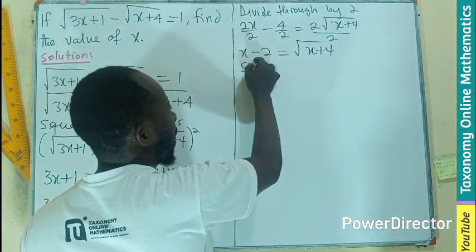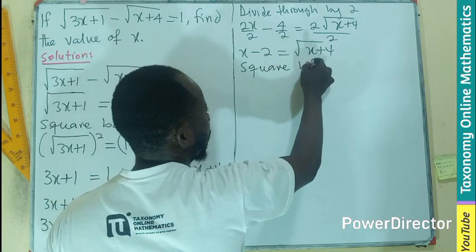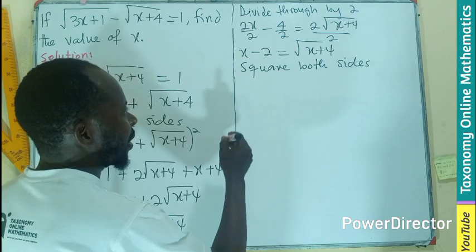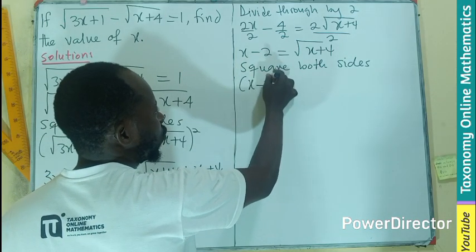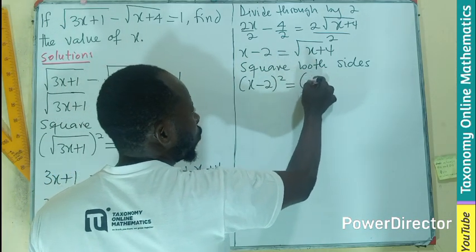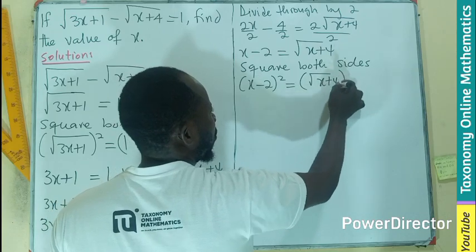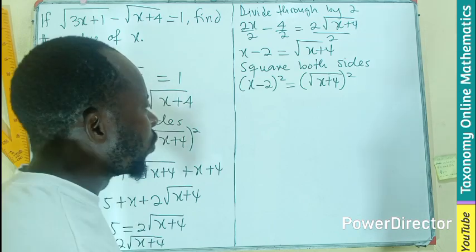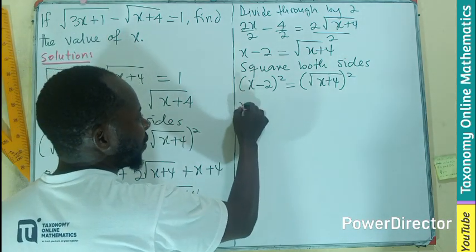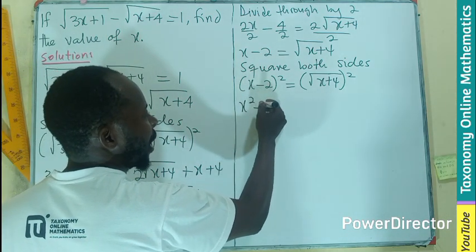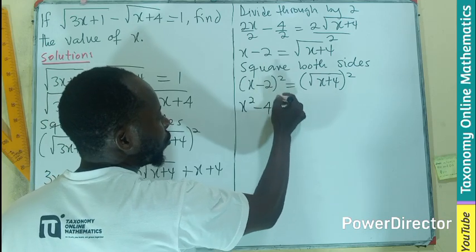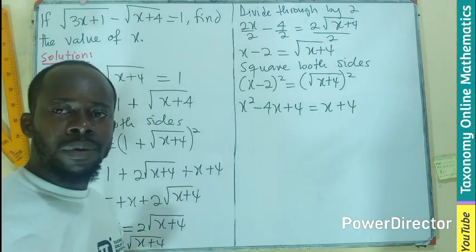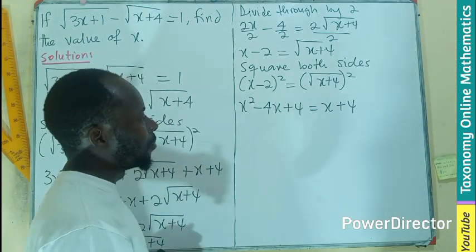So now we need to get rid of that square root again. So we square both sides of the equal sign. That means your x minus 2 will be squared. The root of x plus 4 will also be squared. We are squaring because we want to get rid of this square root. This is the square of the first, twice their product, that is 4x, square the last, 4, equals x plus 4.